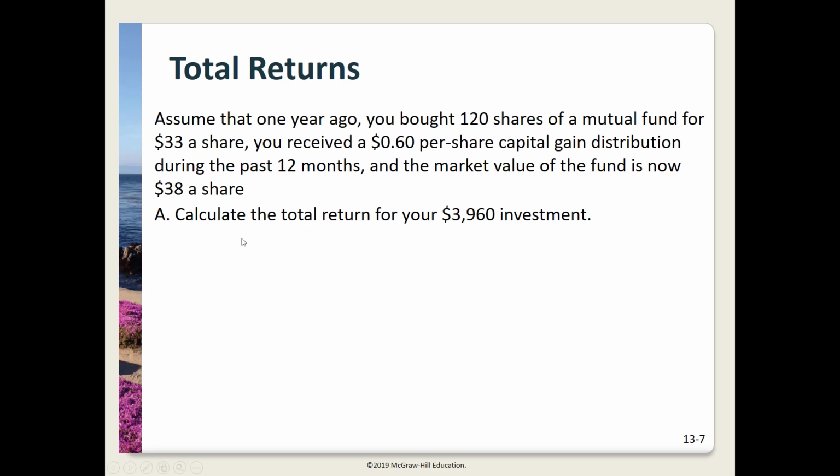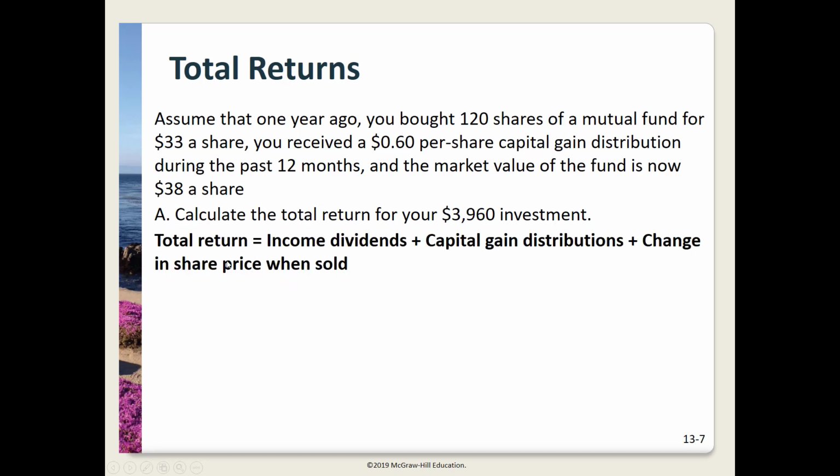So in part A, we're going to calculate the total return for our $3,960 investment. And you might ask, where did I get that number? That's the 120 shares times the $33 a share. So the formula we'll use to get our total return is our income dividends, if we have any, plus the capital gain distributions for all of our shares, plus the change in share price when sold. So the setup, you'll notice in the story that there's no mention of any income dividends, so that's 0. For the capital gain distributions, it states right here, you got 60 cents per share. So we'll take the 120 shares that were purchased, multiply it by the 60 cents. That'll give us our capital gain distributions.